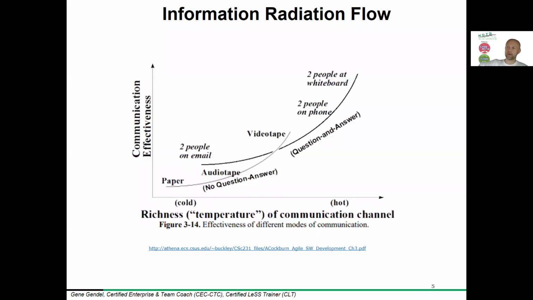One is lower, one is higher, and the x-axis represents communication channel and temperature of a communication, whereas the y-axis is communication effectiveness. Of course, if it's a unidirectional, unilateral communication through paper, it's the coldest and the least rich, the least effective. As it becomes two-way, it becomes a little warmer. And once you step up from null Q&A to Q&A, like a bilateral interactive exchange, it grows almost exponentially and goes much higher.